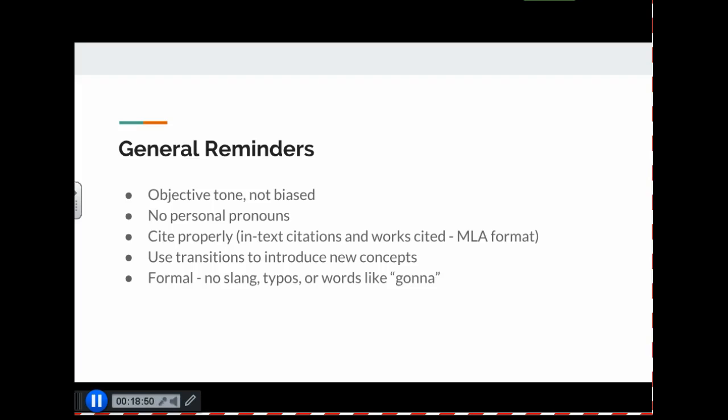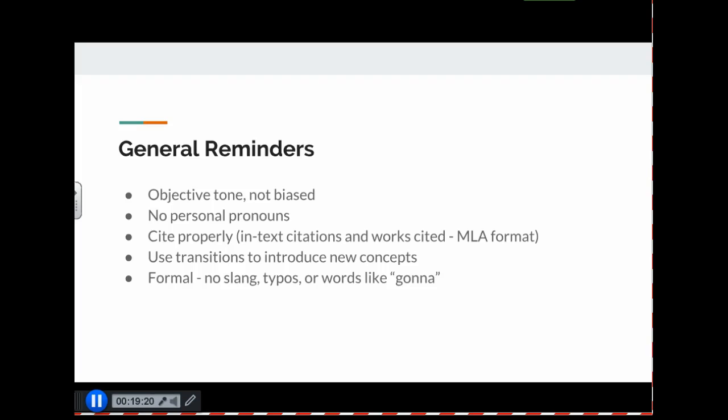In addition, transitions. We just talked about them. Use them to introduce new concepts. One of your standards as seniors is to be able to use transitions. Therefore, it's on your rubric. I'm going to have the rubric up because I totally forgot to put it online. I'll have the rubric up today by the end of school, so you can look and see.